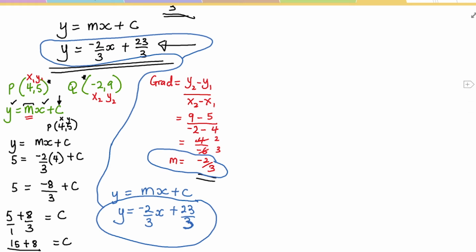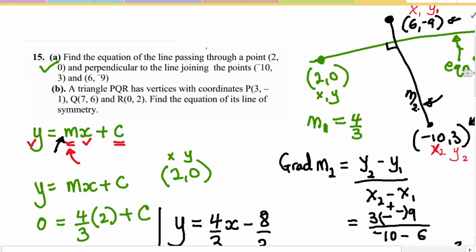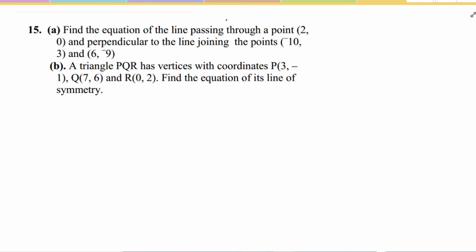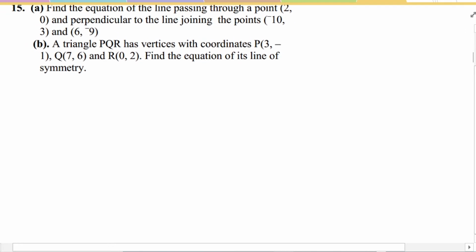Oh, I just remembered that in our previous number, I forgot part B here. I forgot to answer part B. So let's go ahead and answer part B of this question. I had skipped it. So here it is, part B. Let's get started with part B. A triangle PQR has vertices with coordinates.